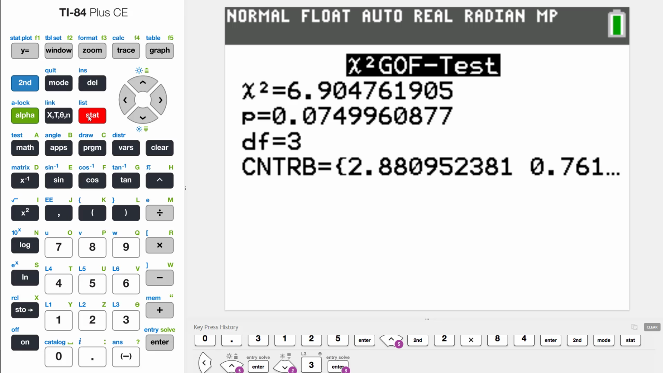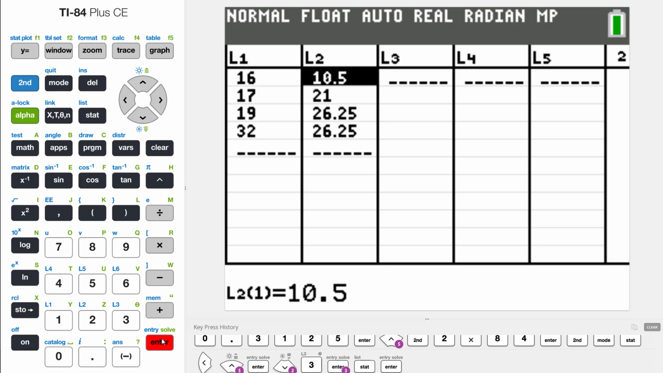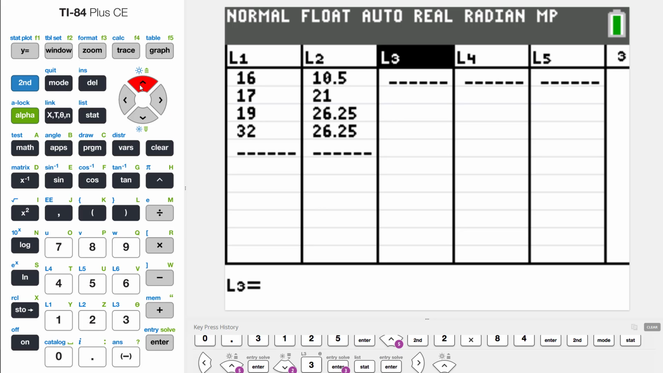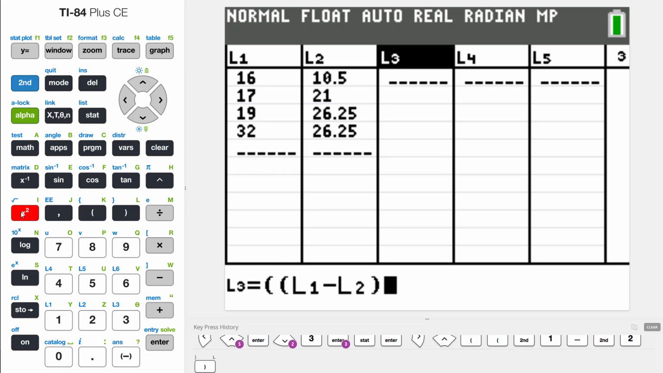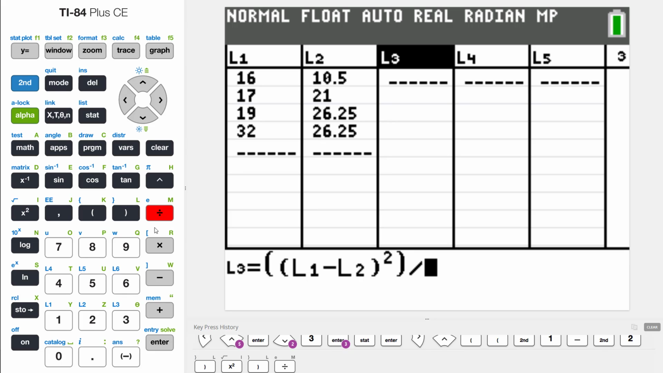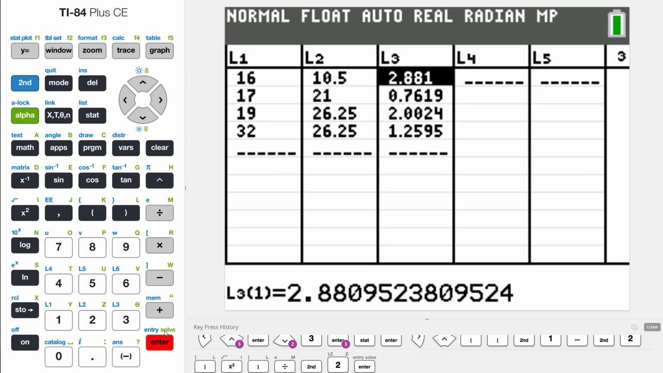You're going to go back to your stat menu, and you're going to go back to your lists, and you're going to need a total of 4 lists in order to pull this off. So you go to list 3, go up to the top as you see there. You want to open up a couple of parentheses, and we're going to take observed minus expected. So list 1 minus list 2, close that, square it, close it, and then divide that result by list 2. And it's going to populate the list automatically with the contributions that were on the screen previously when we ran the test using the built-in function.